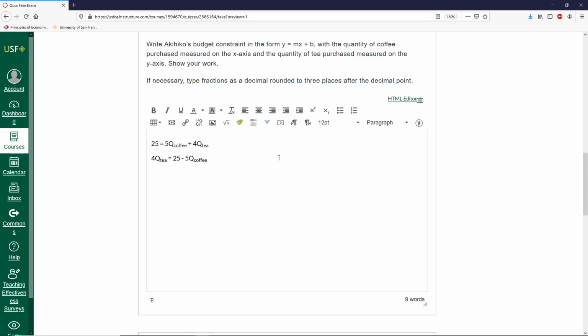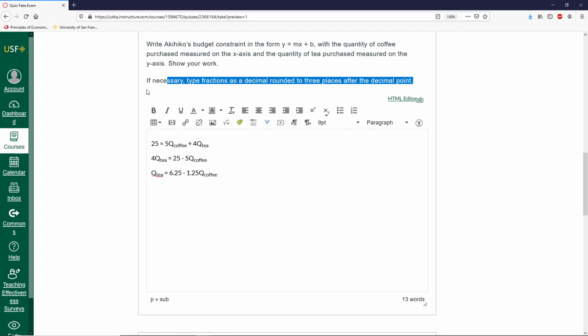So from here then, what I would do is, of course, divide both sides of the equal sign by 4, right? Because I just want to have it in the y equals mx plus b form. And it says here, right, quantity of t is on the y-axis. So this is, of course, going to be my y term. So now I have qt is equal to 25 divided by 4. I know that's 6.25. And then 5 divided by 4, that will be 1.25. So that'll be Q coffee. Once again, I will put this in subscripts to make it a little bit easier to see.